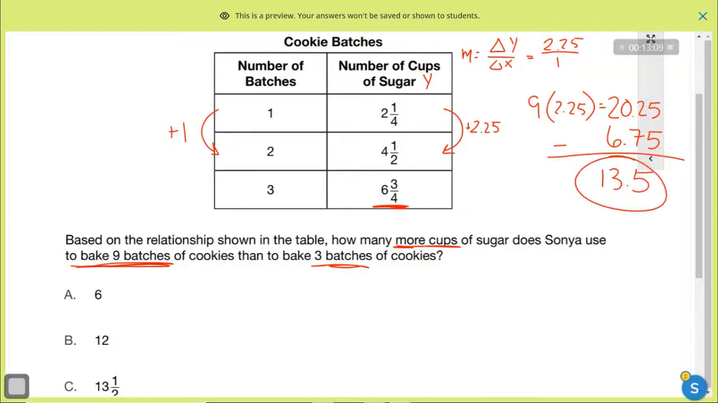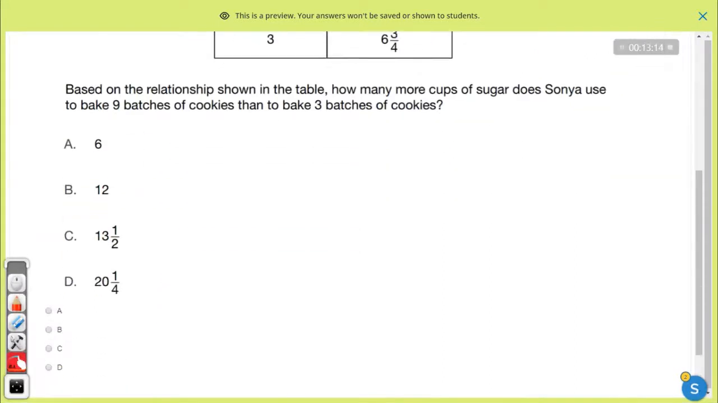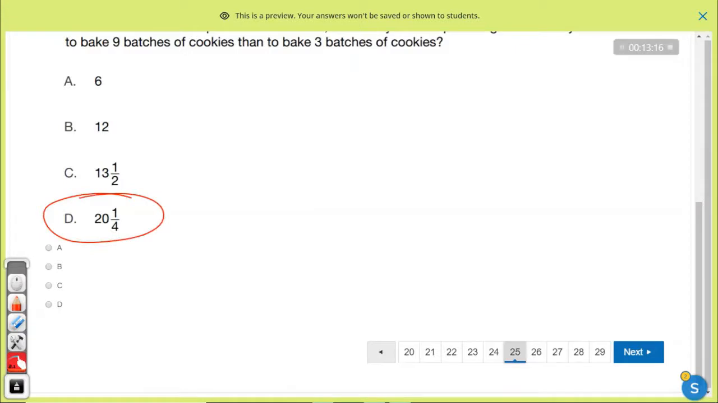All right, that's the big thing that they're going to trick you on here. So you've got to be careful. Our answer then comes down... Oops, let me move this down. Our answer comes down to D.